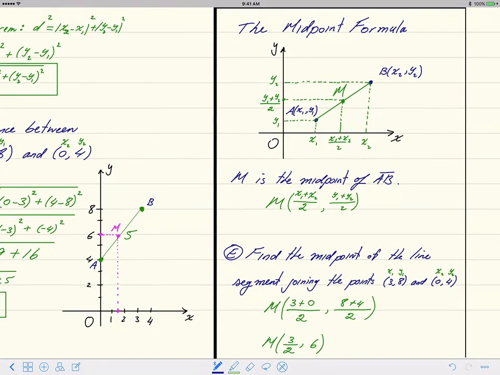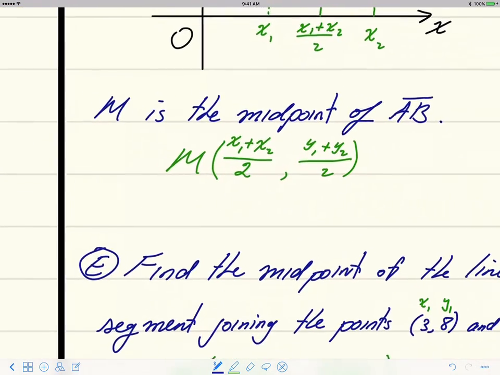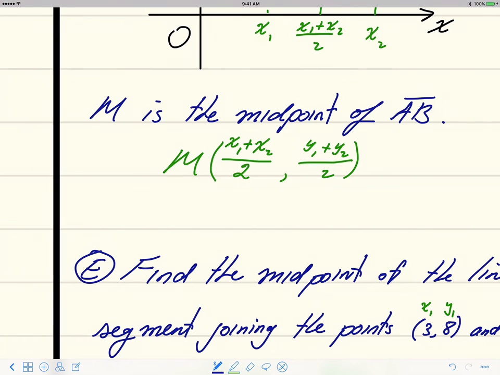So the midpoint formula is really easy. It's just to remember, take the average of the x's and take the average of the y's, and it's a point, not a number, on the coordinate axis.